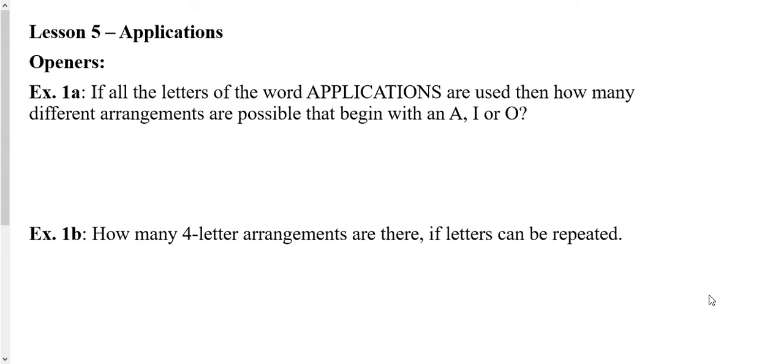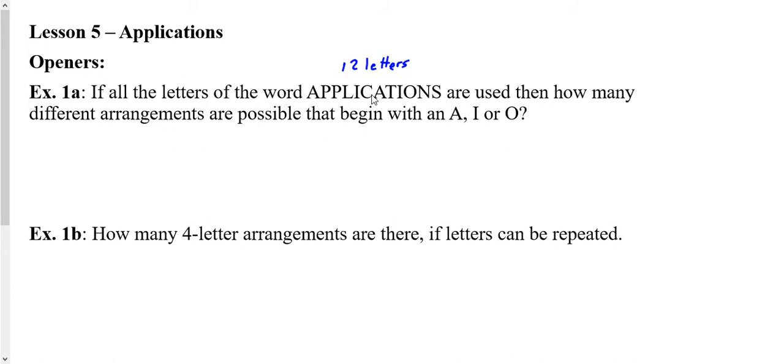If all the letters in the word applications are used, then how many different arrangements are possible that begin with an A, I, or an O? So first off, let's figure out how many letters we have in total. If I count up my letters, we have 12 letters in total. Let's jot that down as a quick note.